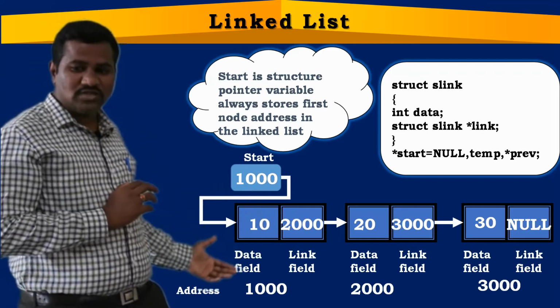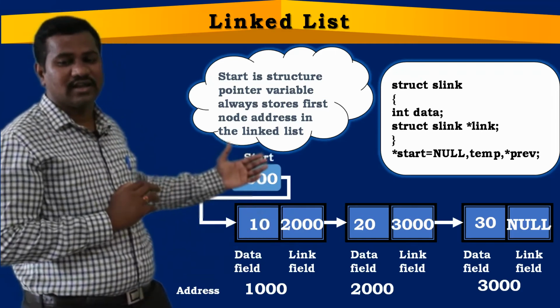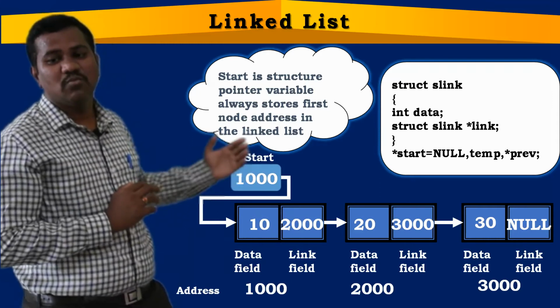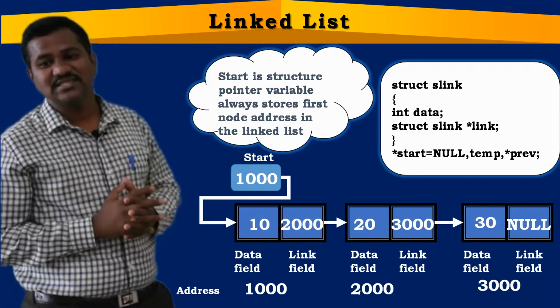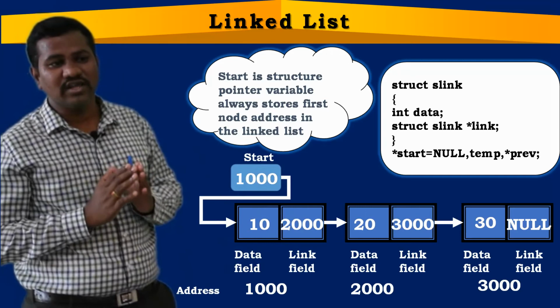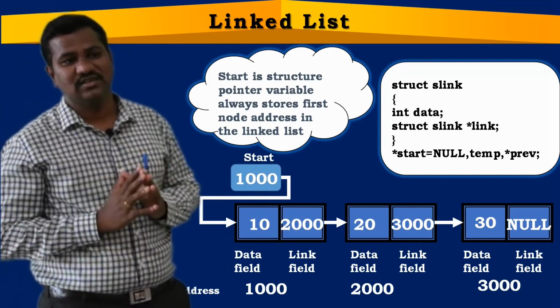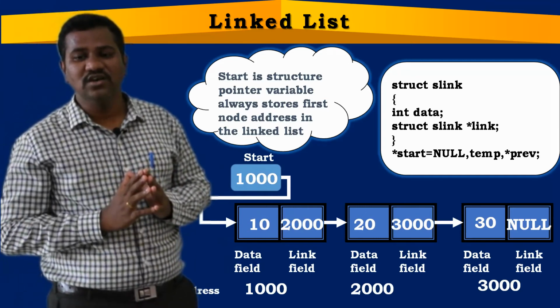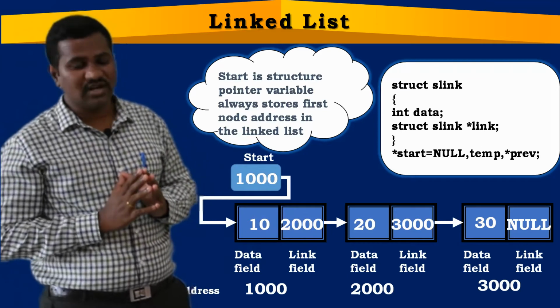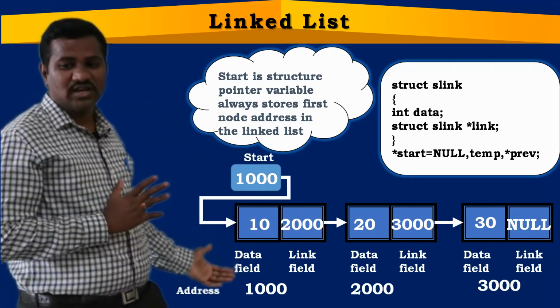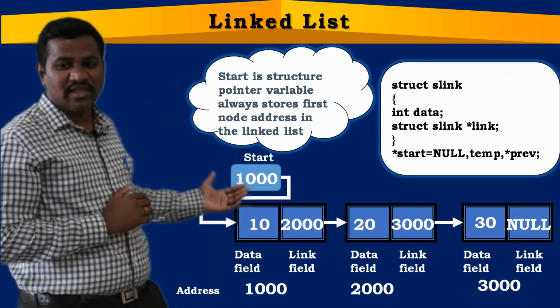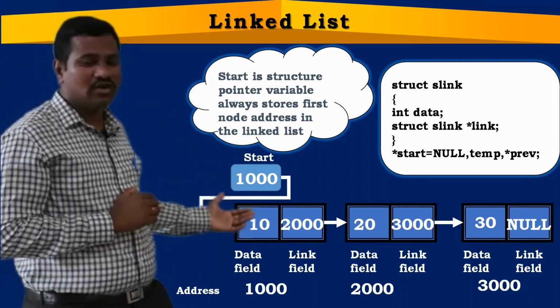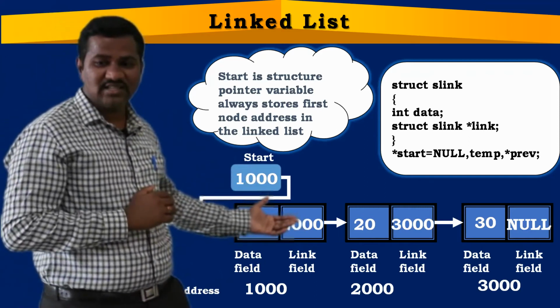Now this 1000 I'm going to store in one pointer, and what is that pointer here? Structure pointer variable, that is start. As I said, start is always pointing to the first node in the linked list. So this 1000 has been stored in start pointer, and start is pointing to the first node, and the link part initially contains null.